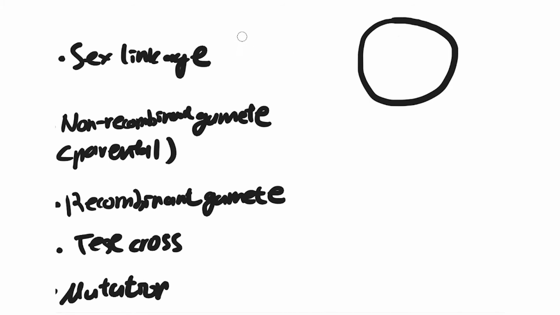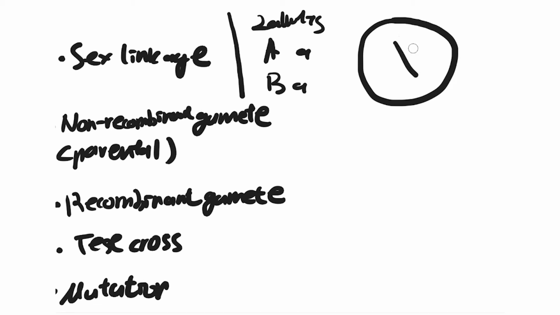For the normal linkage that we're going to talk about, it can happen in any chromosome, and in this case, it means that the two alleles, for example, let's say we have allele A and allele B, are going to be on the same chromosome. The white and the blue one is going to be A, and the red one is going to be B.